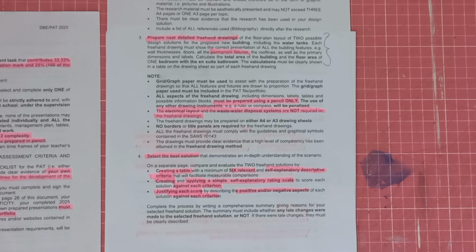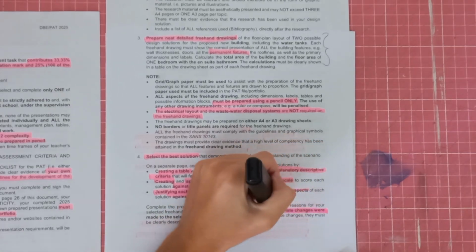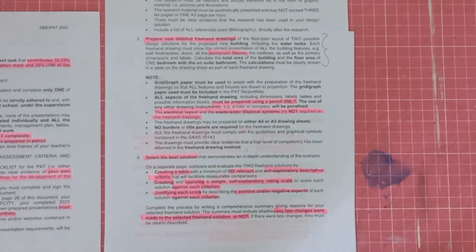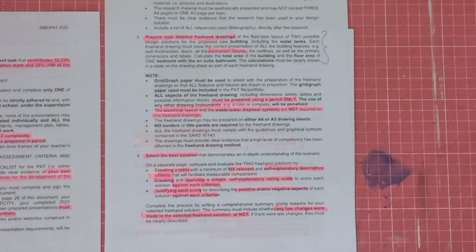Okay, the summary must include whether any late changes were made to the selected freehand solution or not. So if you have made changes to the solution, you need to specify that, okay? And you are only writing a comprehensive summary on the selected freehand that you have chosen, okay? So you need to also indicate if you've made changes. So if you've added an extra door or if you've changed a little bit of something here and there, you need to specify what that is, okay? So that obviously we know what changes you've made.